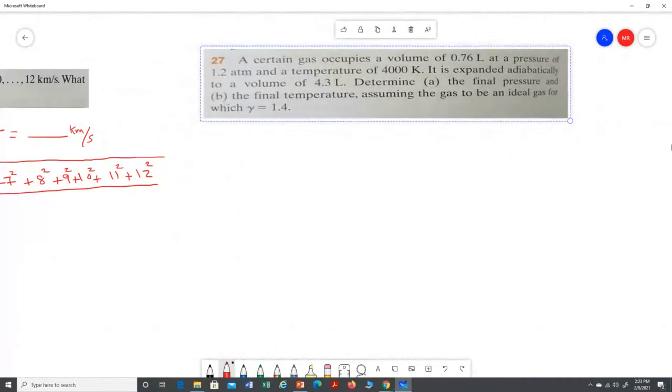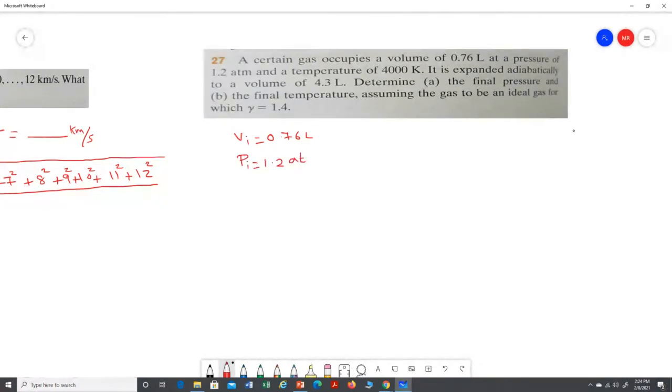In many exams, we get this question. What is given in the question? A certain gas has occupied a volume of 0.76 liter. So what is the initial volume? 0.76. And what is the pressure? Initial pressure is 1.2 atm. If you convert this atm to Pascal, you have to multiply by 1.01 times 10 to the power of 5. So you will get the answer in Pascal, because Pascal is the SI unit. Understand? Okay.